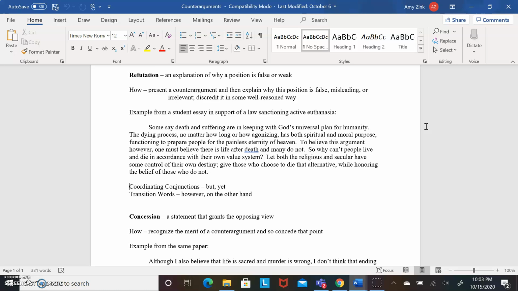For refutation, it really depends where you feel like it fits best. You want to think about the logic of it. You want to think about your audience and where it's going to be the most impactful. Typically, though, people tend to do counter-argument paragraphs first. But again, I would say, you want to think more about the logic of it and what's going to be the most impactful and persuasive for your reader.